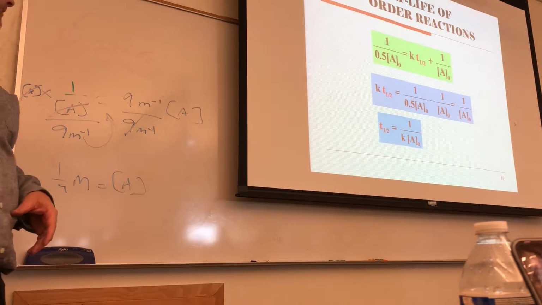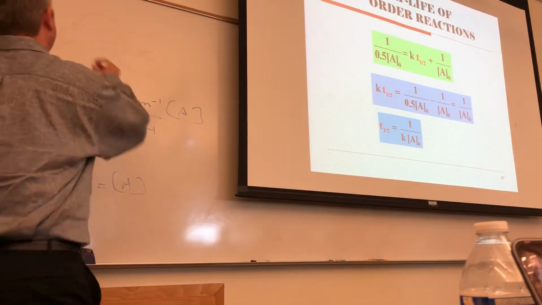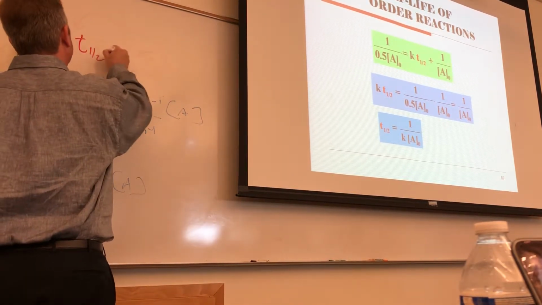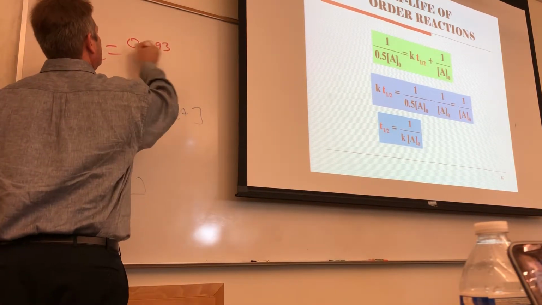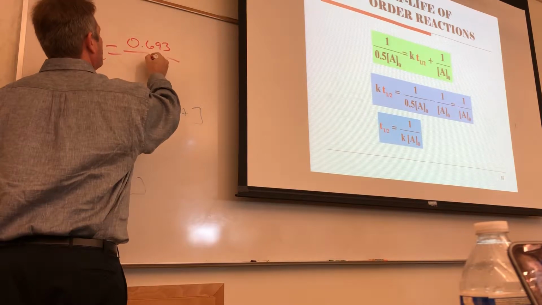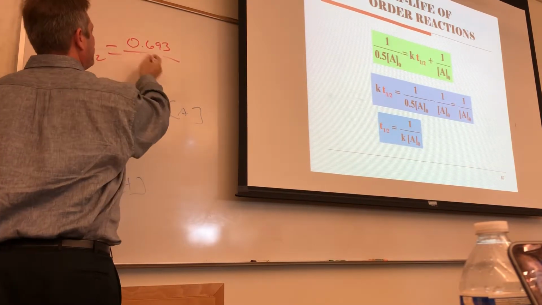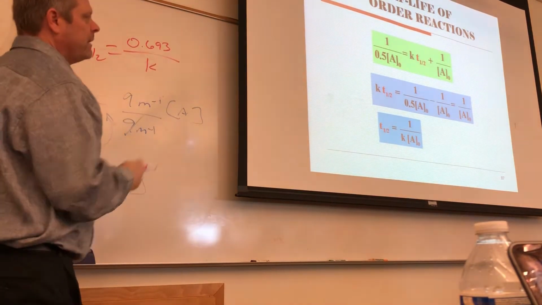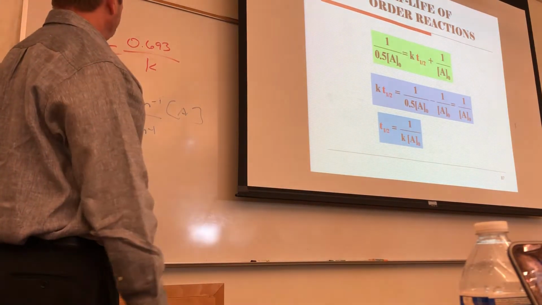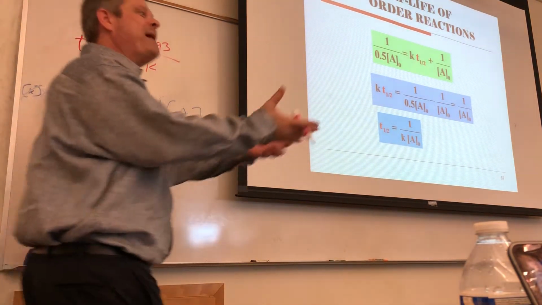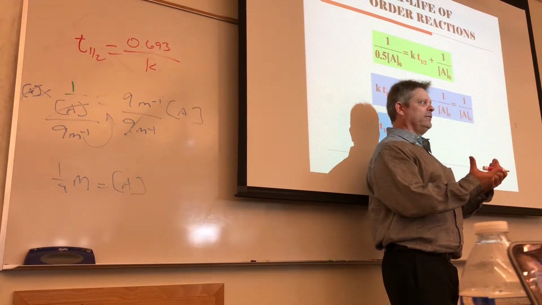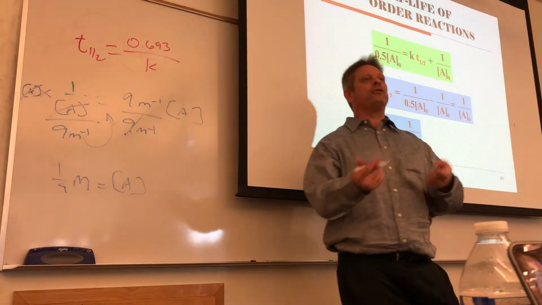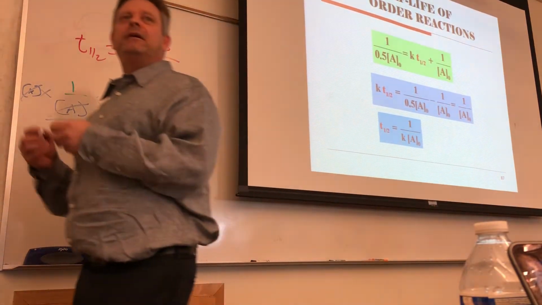What was the half-life of a first order? Maybe we should write that. What was t1/2 of a first order equation? It was 0.693 over k. How is it different from this one? This one depends on the initial concentration. The initial concentration matters now. Did it matter here? No.